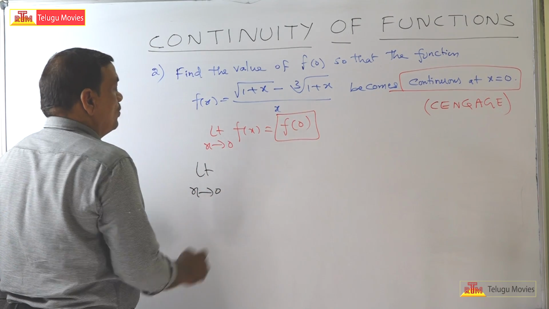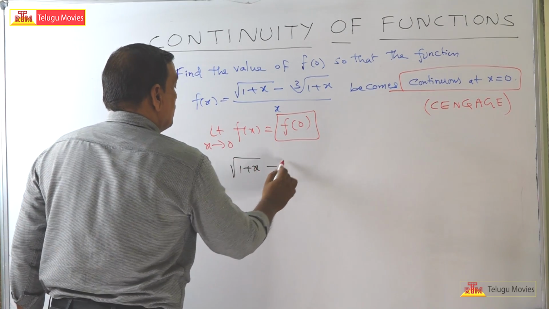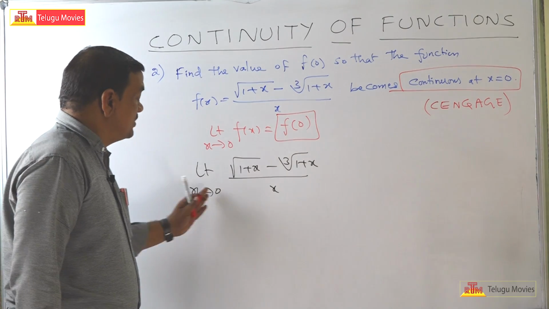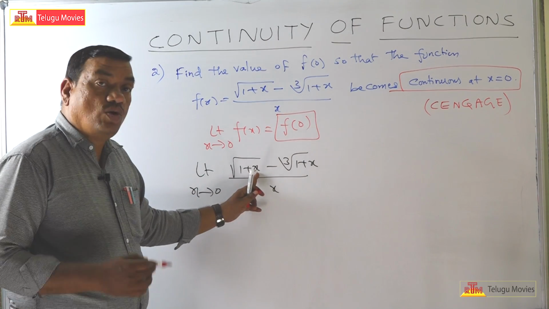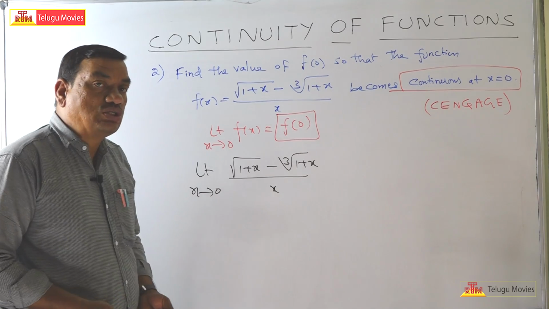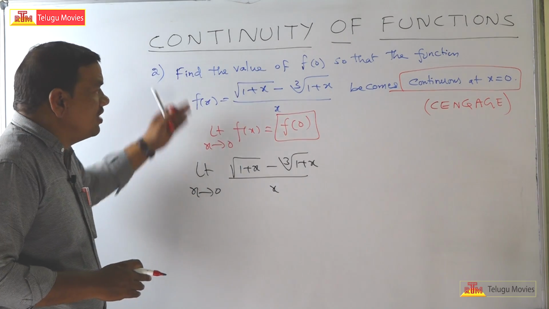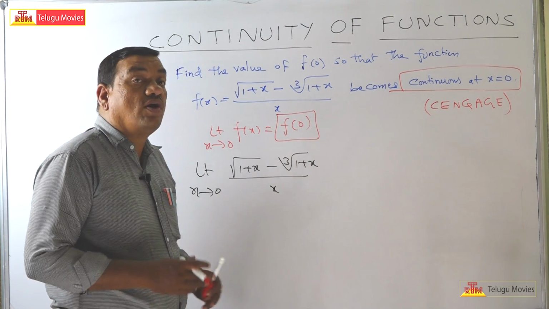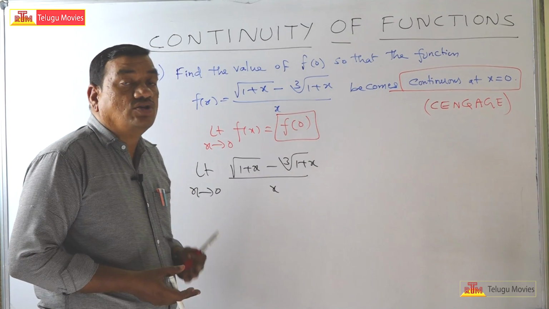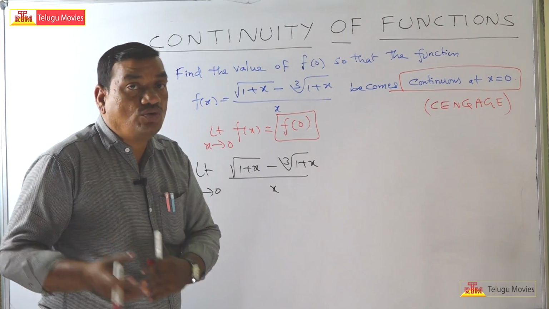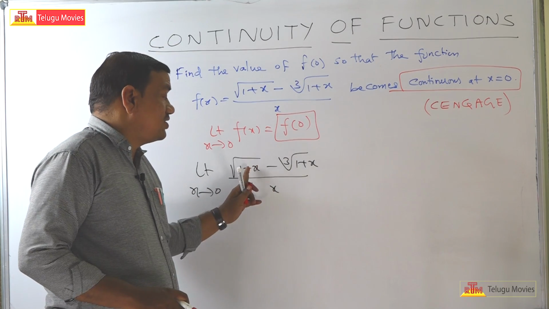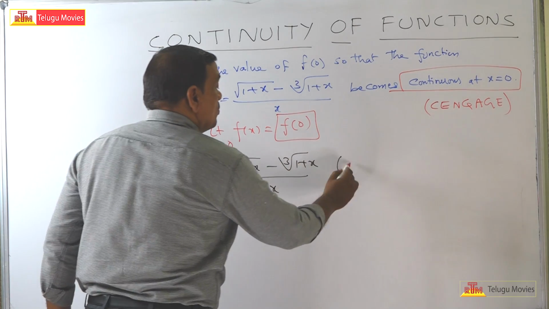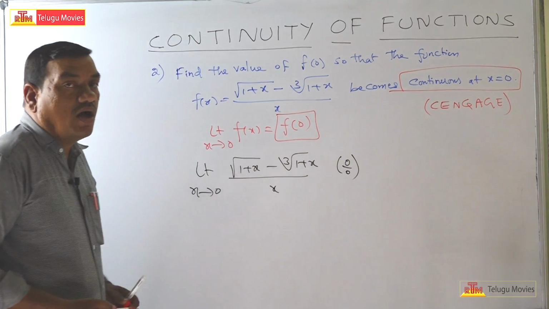Limit x tends to 0 of square root of 1 plus x minus cube root of 1 plus x, upon x. Substitute x is equal to 0. Generally we won't go for complex roots, these are all real numbers as x approaches 0. Cube root of 1 has 3 values, out of which 1 is a real number and the remaining 2 are complex numbers. So here 1 minus 1 is 0, and we get 0 by 0 form. From this, you can apply L'Hospital's rule.